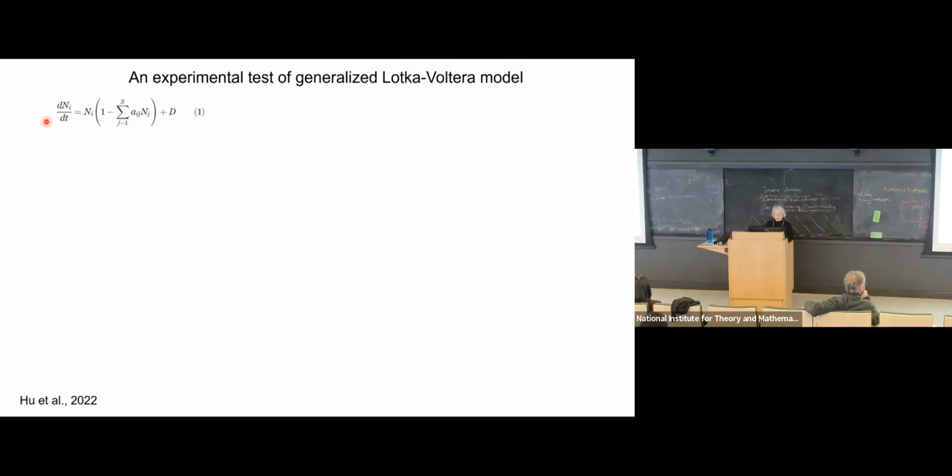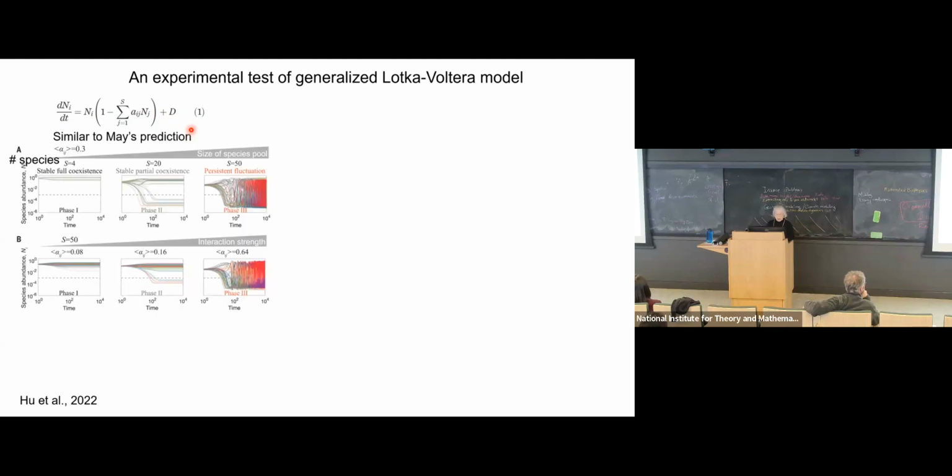From Jeff Gore's lab, they first did the simulations, right? So it's again GLV with some dispersal. And this is simulation results, right? I know it's busy, but just bear with me. If you fix the interaction strength, you increase the species pool size from S equals 4 to 20 to 50. You can see initially it's stable, and then it becomes fluctuating. And similarly, if you fix the species pool size and increase the interaction strength, you also see this transition.